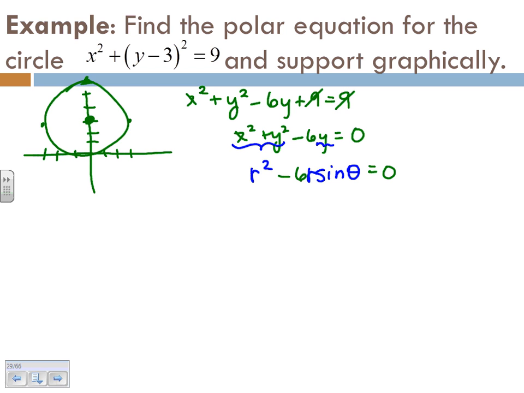The y's and sines always go together, and x's and cosines. Think about your unit circles too. You always have what? Cosine, sine, right? X, y. So usually sines and y's are always together. Okay, so now I've got something like this. I need to solve for r in terms of theta. That's our goal.